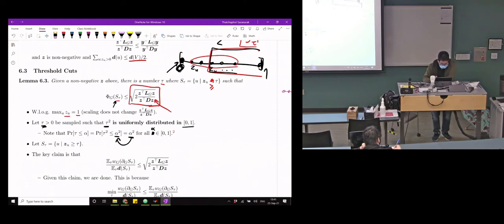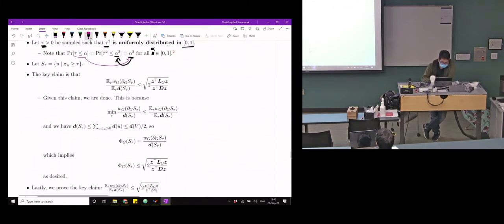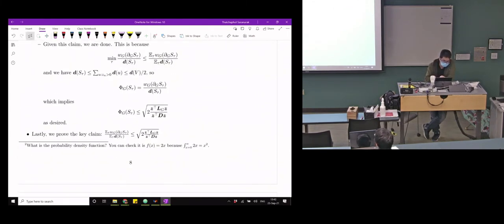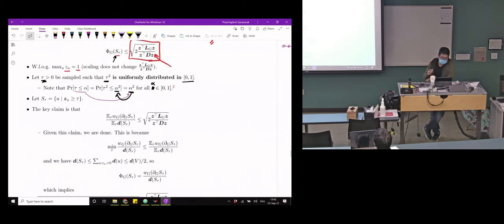Which means that the probability that tau is less than alpha is going to be alpha square. That's the distribution that we look at. There is an explicit density function, which is something like this. It's simple, but we don't care. This is just for an existential argument.